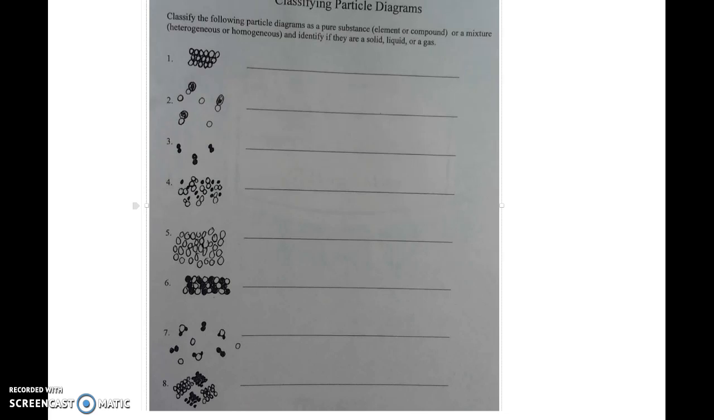So if we look at number 1 here, there's that particle. And that's it. There's nothing else. So since there's only one particle, I know that it's a pure substance. All right, now I want to ask myself, is this pure substance an element or a compound?